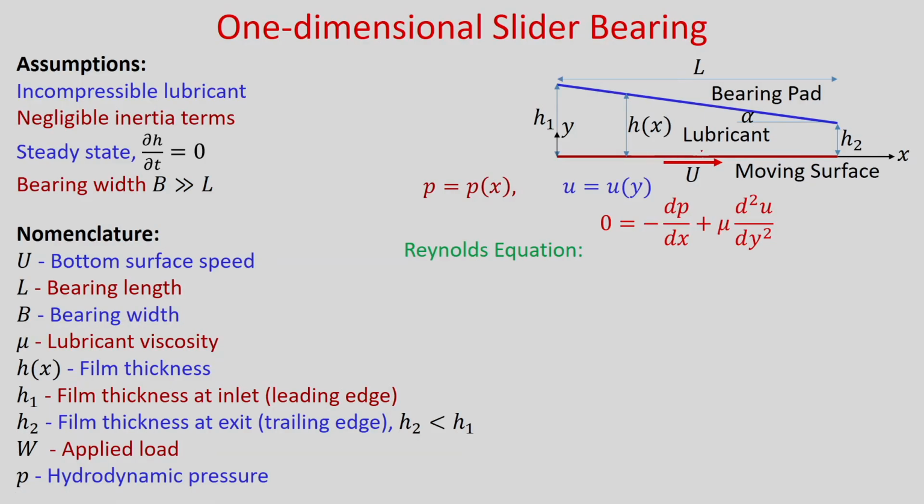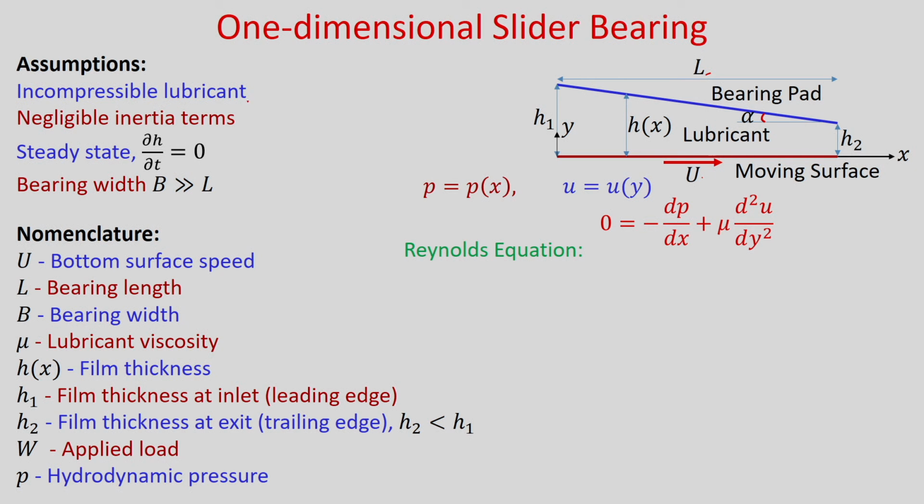So, this is the schematic of this one dimensional slider bearing. The bottom surface is the moving surface with a constant speed U, and the upper surface is the bearing pad of length L. You can see that this bearing pad makes a small angle alpha with the moving surface. Inside we have lubricant, and we will make these assumptions while doing this analysis.